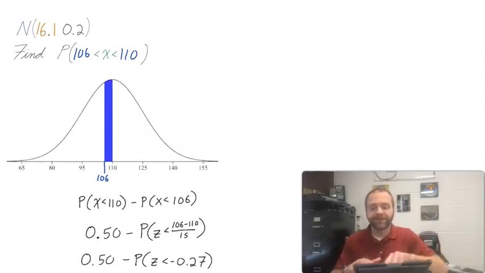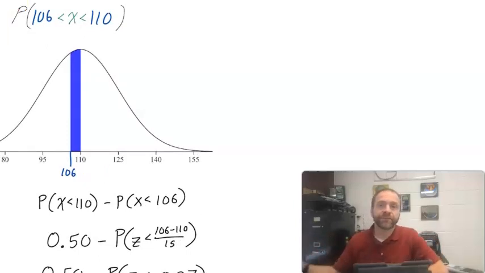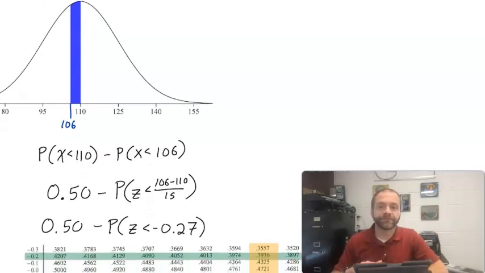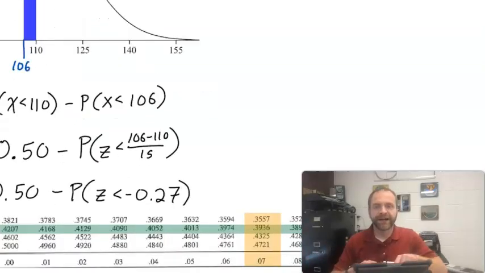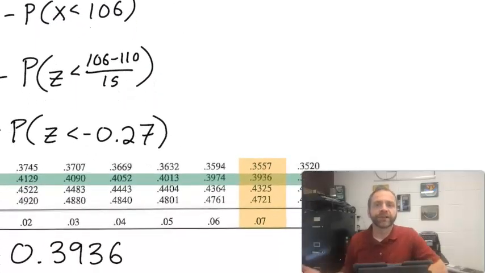Now, I need to find the probability to the left of 110 first. Then I need to subtract the probability to the left of 106. Good news is the probability to the left of 110, since it's the mean, is 50%. I'm going to have to find the z-score for 106. So 106 minus 110 divided by 15 is about negative 0.27. Then I'm going to go to Table A. And when I find where that negative 0.27 is, if I zoom in on that, it looks like it's 0.3936. That sounds like 0.40. That sounds like 40%. So maybe I'm going to think my answer is between 106 and 110.